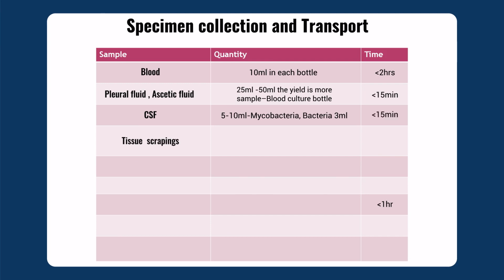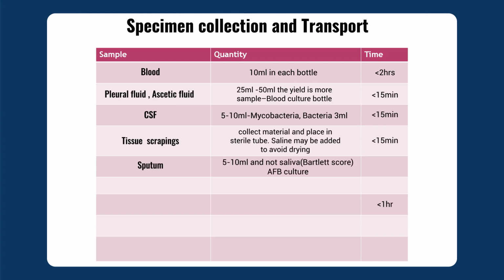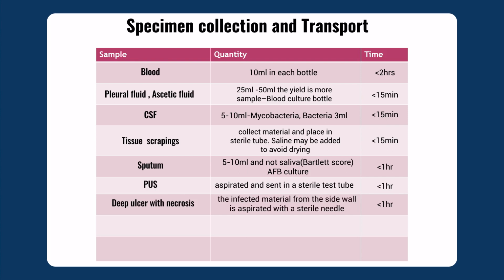Tissue scrapings should reach within 15 minutes, but the tissue sample always has to be kept wet with sterile water or normal saline. Sputum, 5 to 10 ml, but never saliva, should reach within 1 hour. Pus sample, as I already mentioned, always an aspirated sample, within 1 hour. Deep ulcer with necrosis, collected from the side wall, aspirated with a sterile needle. Never send a formed fecal sample for Clostridium difficile and for hanging drop. Urine routine specimen should reach within 1 hour.